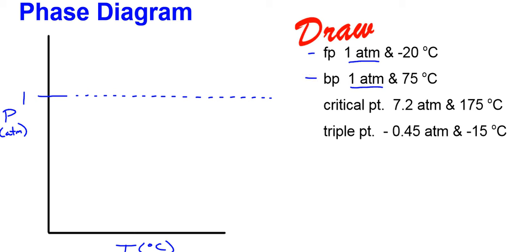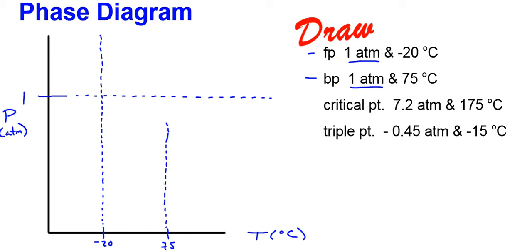So again, it does not have to be perfectly to scale, but what I'm going to do is I'm going to make this -20. I'm going to just move my temperature way out here just to get it out of the way. And I'm going to make a point. I'm going to go straight up. And then I'm going to make one at 75. And I just arbitrarily kind of made a separation there. And I make these dotted lines not too dark, but enough to be able to see.